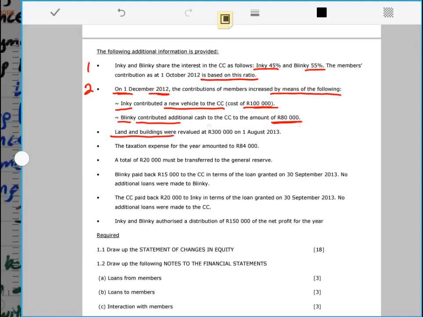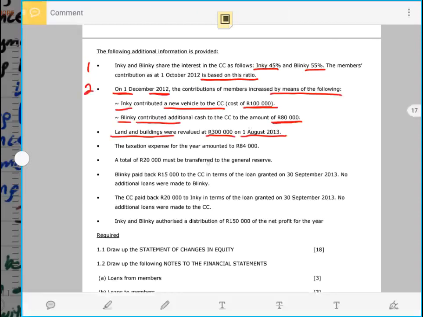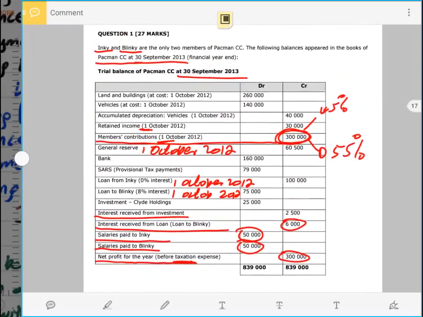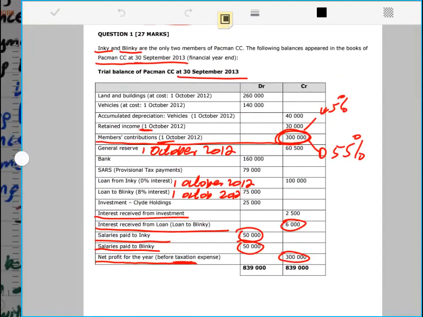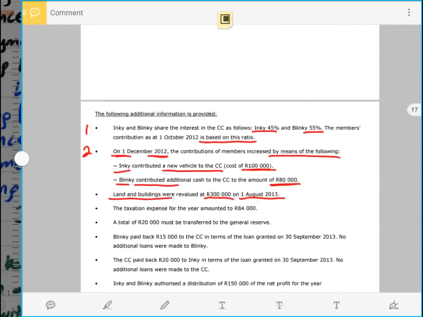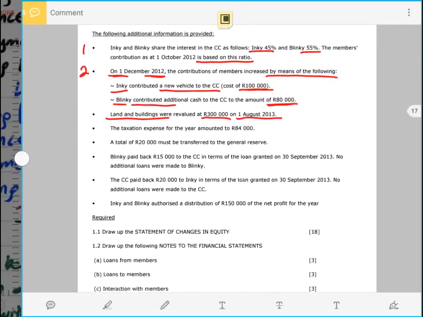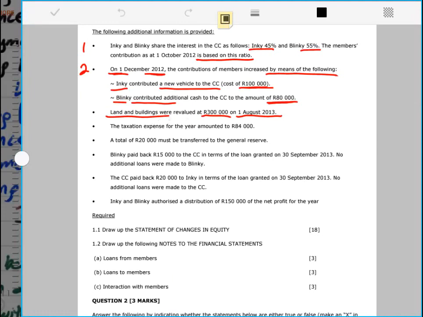Land and building were revalued at 300,000 rands on the 1st of August 2013. So now this will be a revaluation surplus, because if we look at the trial balance, we are given the value of land and building as 260,000 rands on the 1st of October 2012, which is the beginning of the accounting period. But almost at the end of the accounting period, the value of the land increased from 260,000 rands to 300,000 rands. It means 40,000 rands will be recorded as a revaluation surplus.